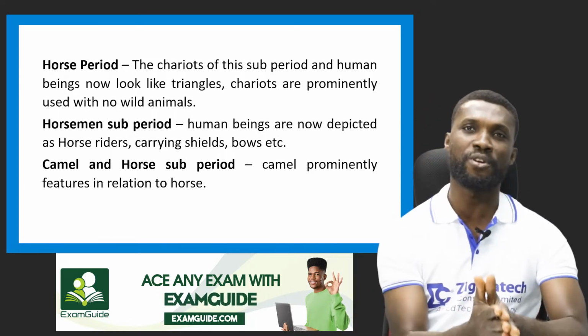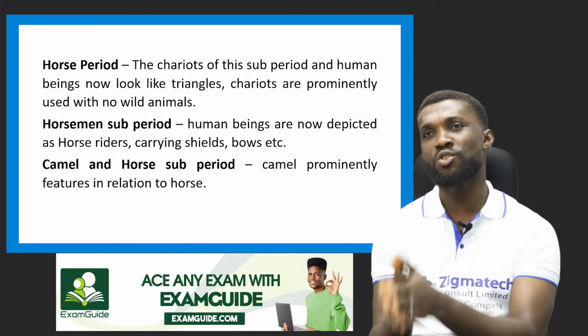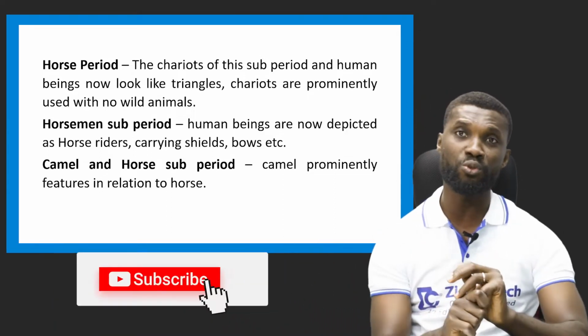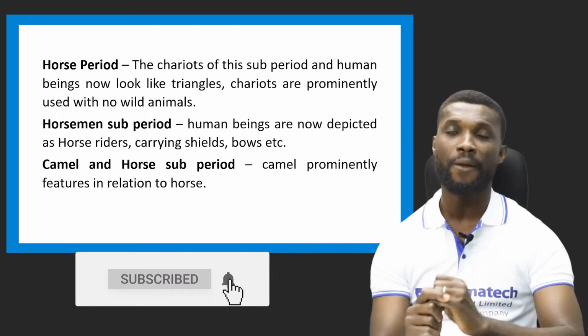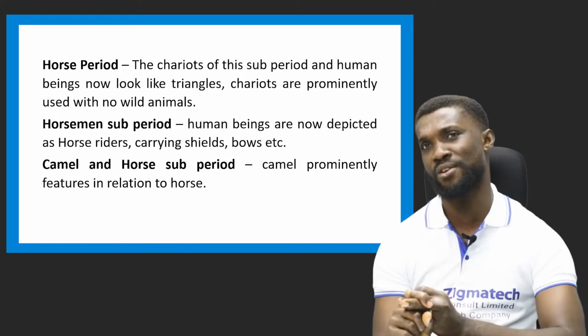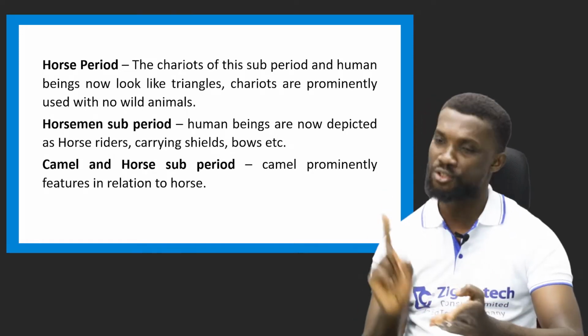After this horse period, we now have the horsemen sub-period. Remember, I first told you we have the buffalo period, then we have the cattle period, we have the horse period, and now we have the horsemen sub-period.